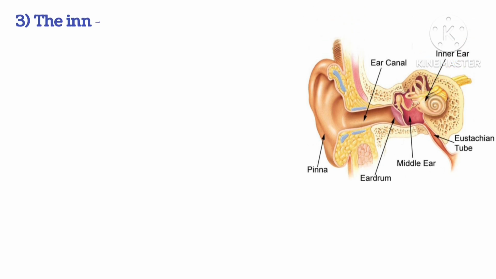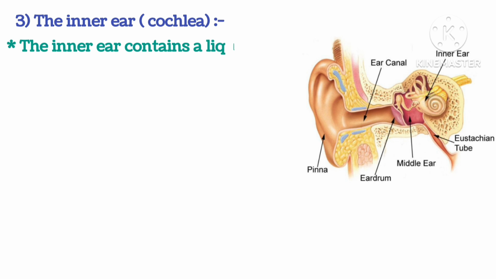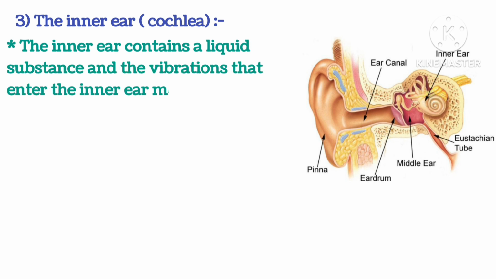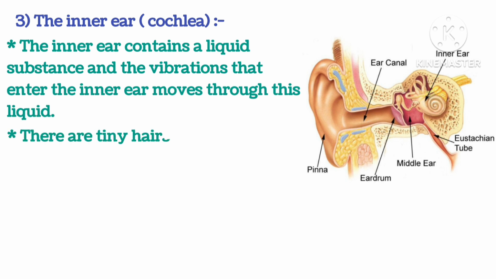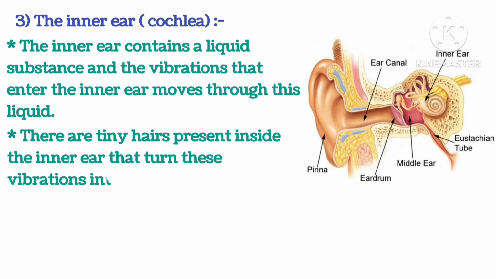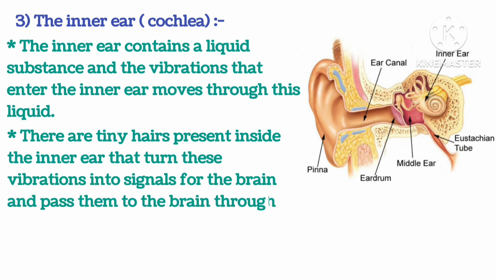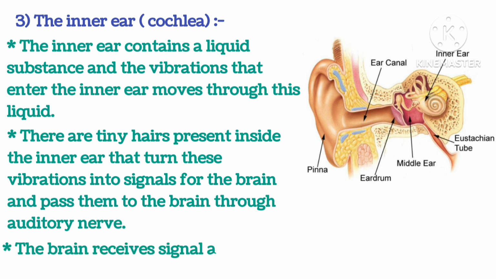The inner ear or cochlea contains a liquid substance, and the vibrations that enter the inner ear move through this liquid. There are tiny hairs present inside the inner ear that turn these vibrations into signals for the brain and pass them to the brain through the auditory nerve. The brain receives the signal and interprets the sound.